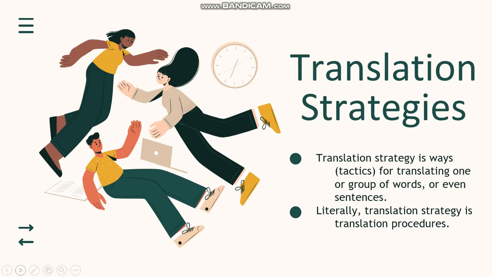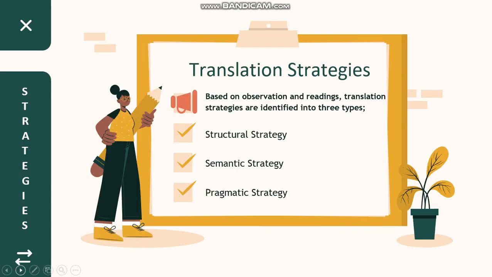So, translation strategies are ways that we can use for translating one word or group of words that we call a phrase, or even sentences. Literally, translation strategy is translation procedures. Here we have translation strategies divided into three types based on observation and readings.